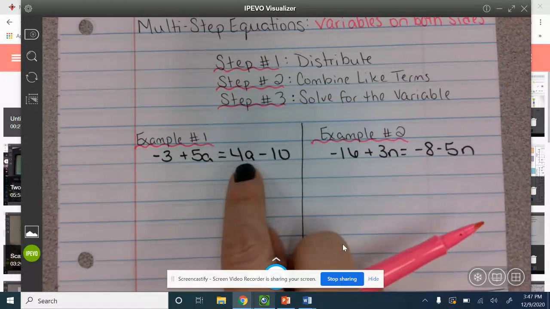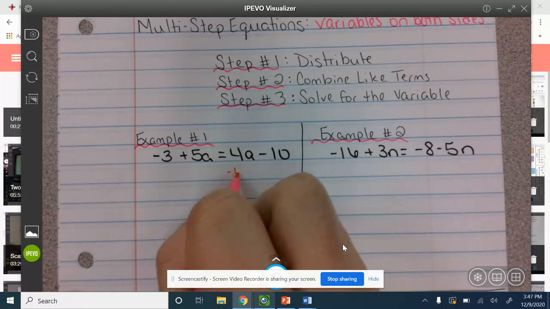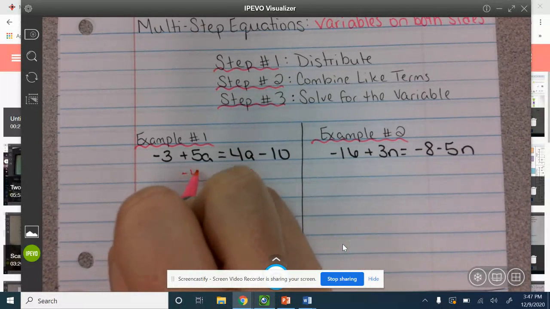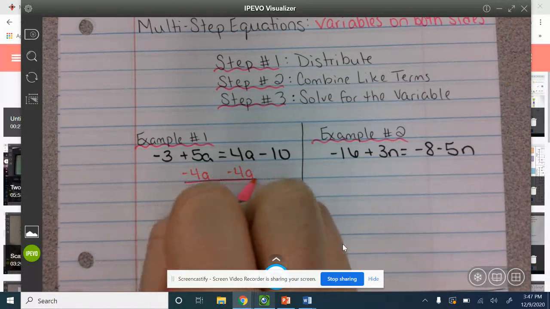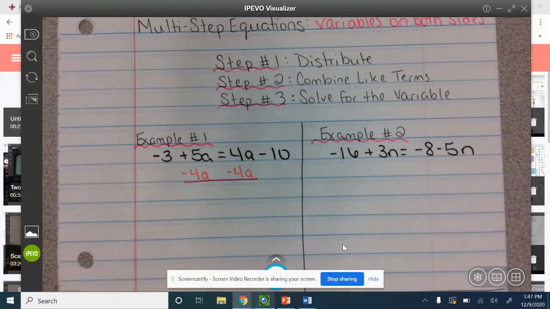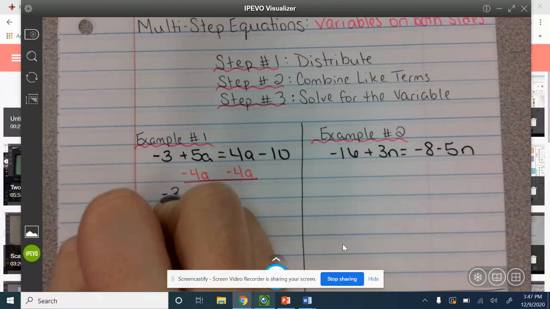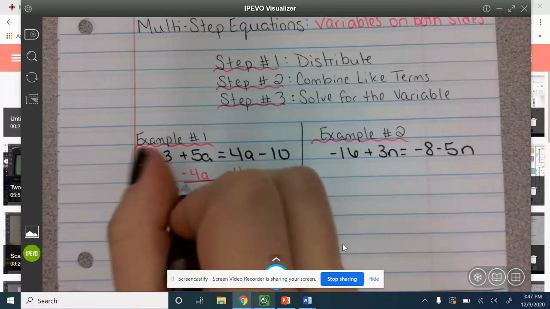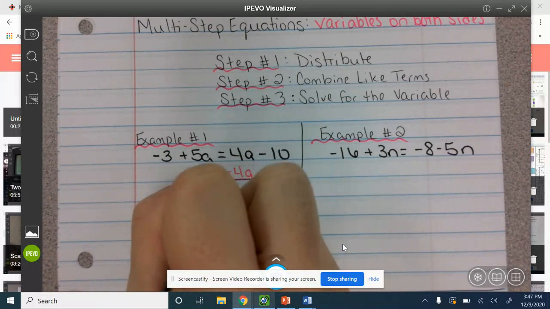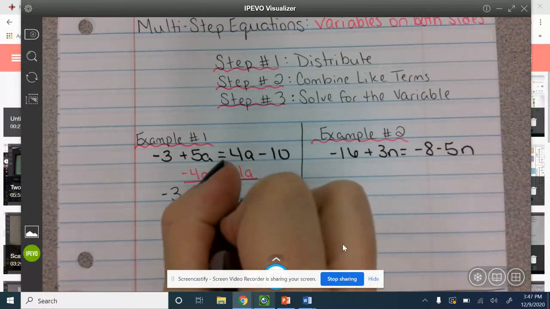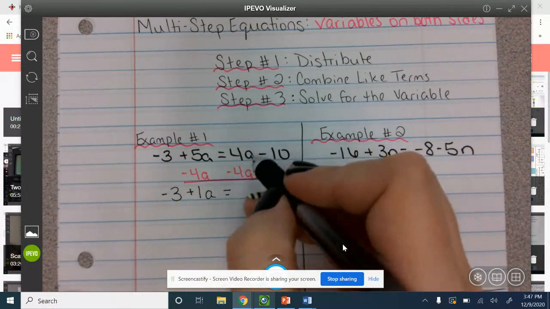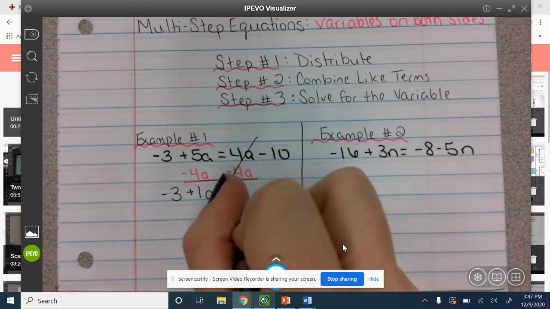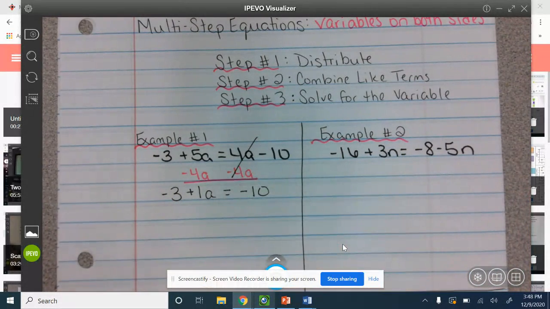So to undo positive 4a, you do it just like you do regular numbers. The opposite of positive 4a is minus 4a. So we're going to subtract 4a on both sides. Rewrite everything else. So -3, I have 5a minus 4a. 5 minus 4 is positive 1, and it has an a with it, equals, those 4a's cancel out, and I'm left with minus 10.